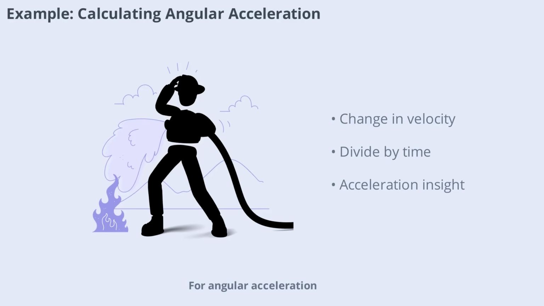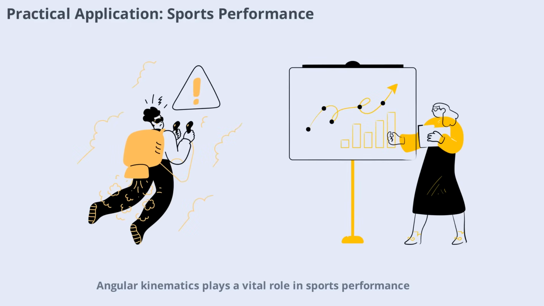Angular acceleration. Suppose the gymnast increases her angular velocity from 100 to 240 degrees per second in 0.7 seconds. The angular acceleration is (240 - 100) divided by 0.7, which equals 200 degrees per second squared. This calculation helps coaches understand how quickly an athlete can accelerate rotational movements, which is important for skills like spinning or flipping.